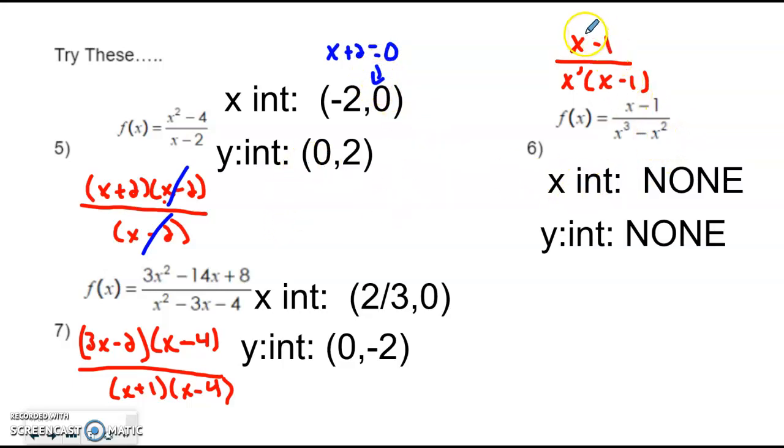In this case, both of these x minus 1's cancel. So you're left with 1 divided by x squared. Well, if I set 1 equal to 0, it's not true. So there is no x-intercept in this case.